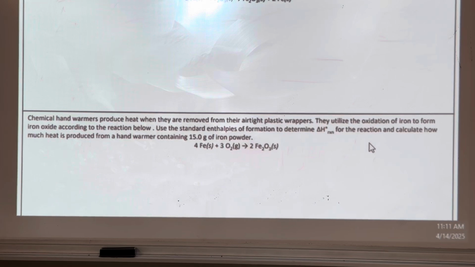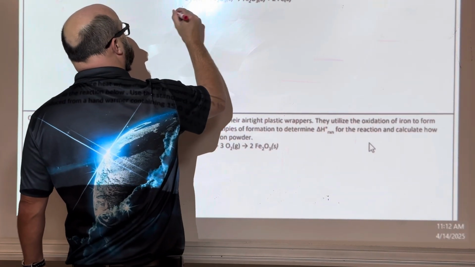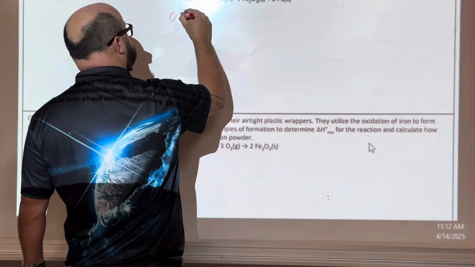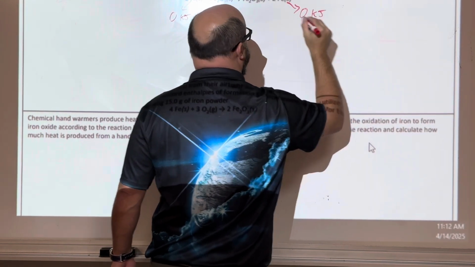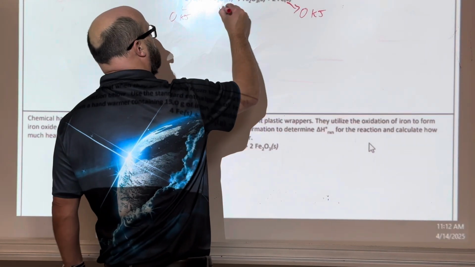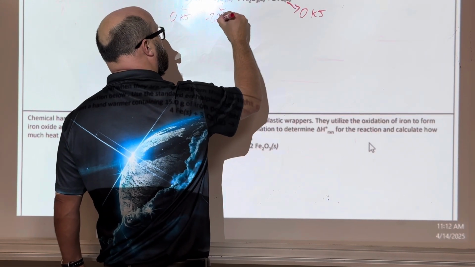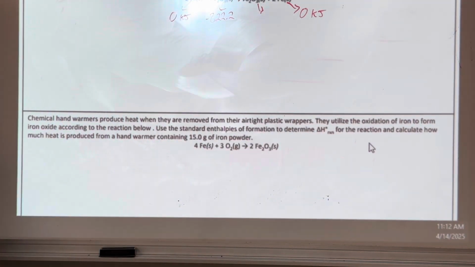So we're going to go ahead and write 0 kilojoules, 0 kilojoules. And then our standard enthalpy for iron 3 oxide is negative 822.2. And for aluminum oxide is negative 1669.8.